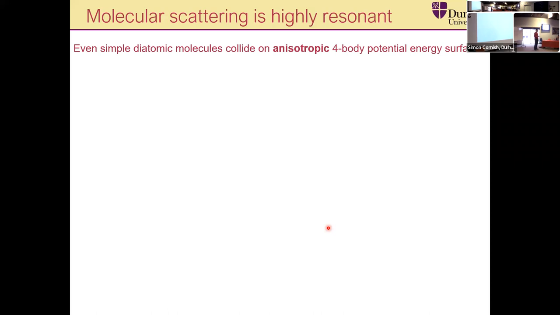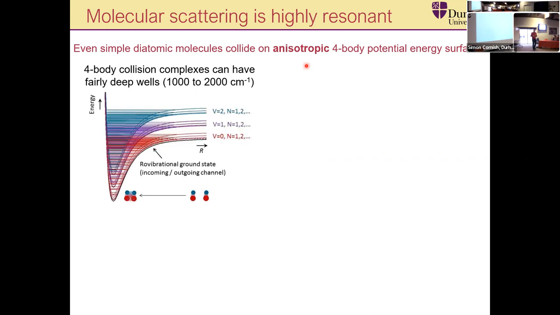Molecular scattering is also going to be important, and these resonances are going to matter. The first thing to grasp is that we happily draw these simple potentials for an atom because it is a one-dimensional problem. Even for a diatomic molecule, you have to start thinking that it's colliding on a much more complicated surface. It matters whether my rubidium cesium molecule comes in rubidium first or cesium first to meet the other rubidium cesium molecule. And that makes a difference. John is one of the experts here on this. When we have this collision, we have this four-body complex, and the well is associated with that four-body complex.